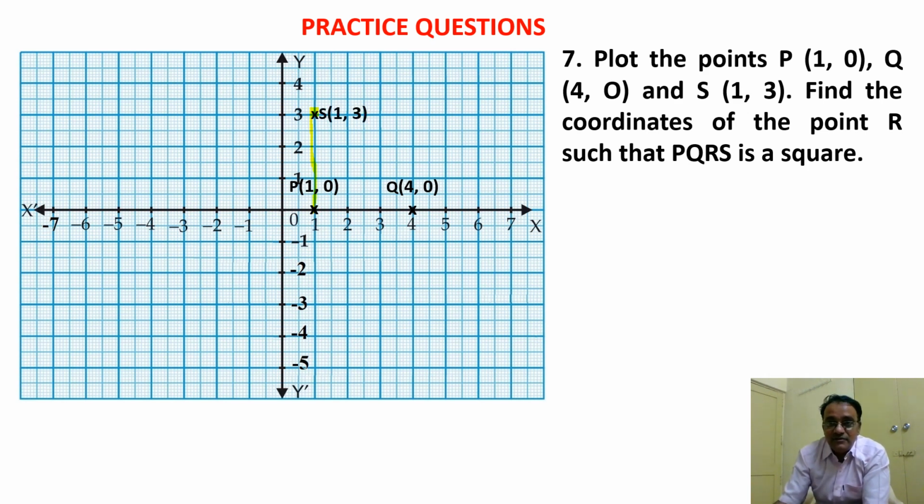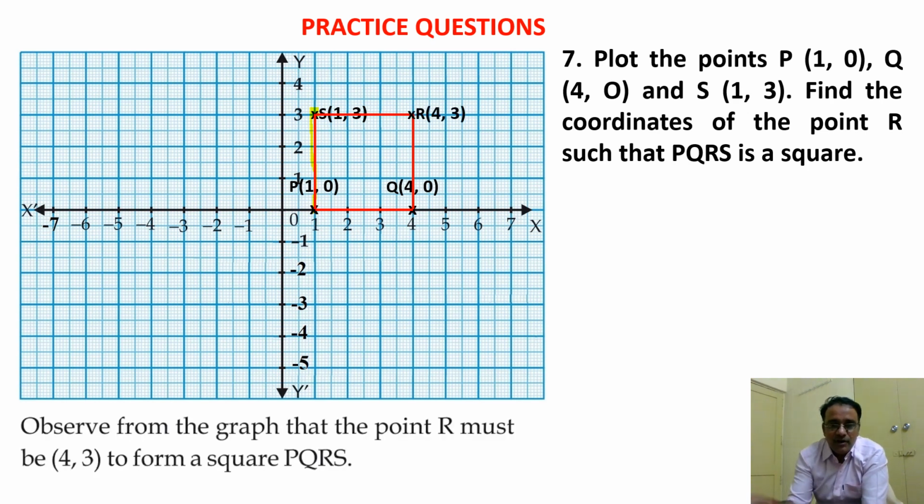Now we have to find the fourth coordinate, that is R. So first we'll draw the line. This is PQ, this is PS. Now उसमें भी हम लोग वैसे ही किए थे, parallel lines draw करना है. First we'll draw the parallel line to PS. Okay, then parallel to the PQ through S, both will intersect at point. उसका x coordinate 4 है और y coordinate 3 है, right? So if you observe carefully, the R point is 4 3.